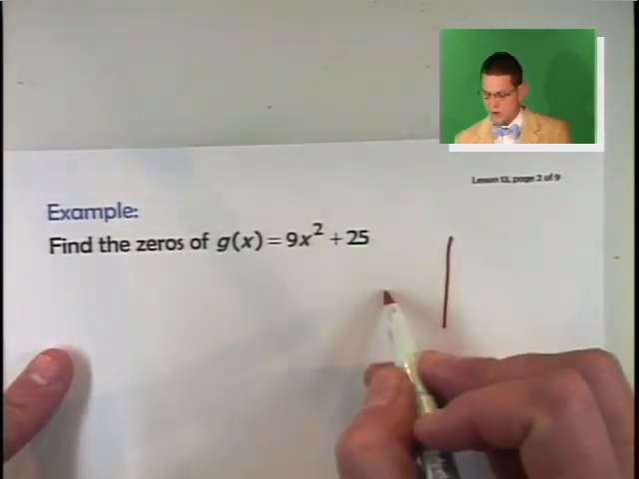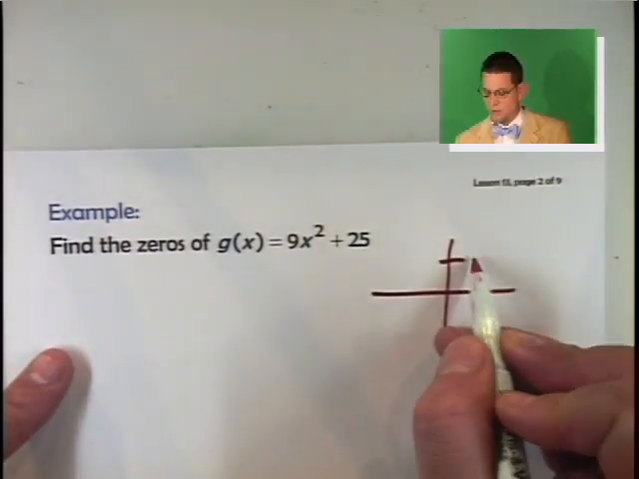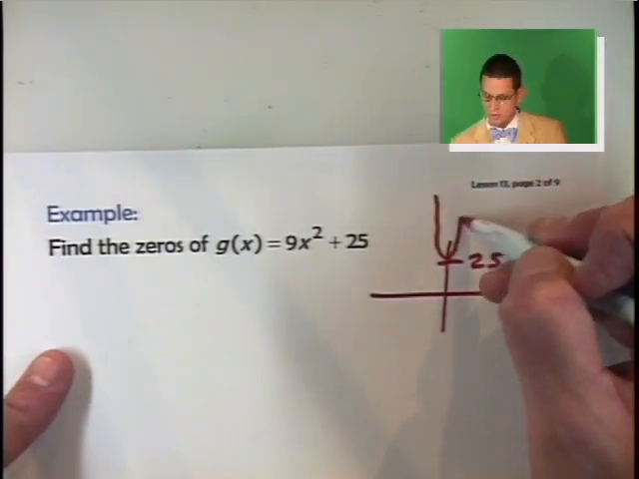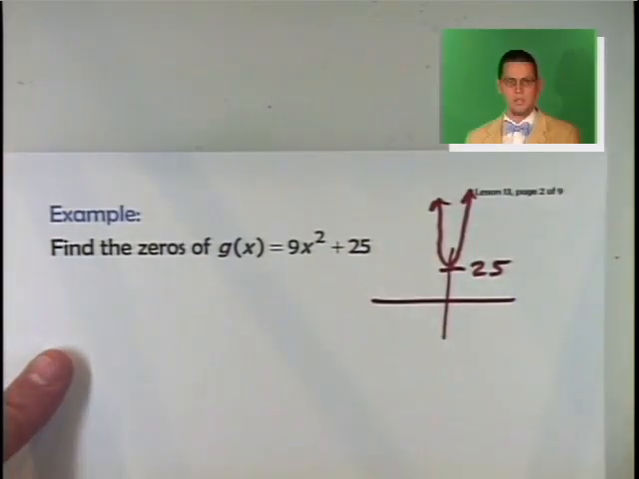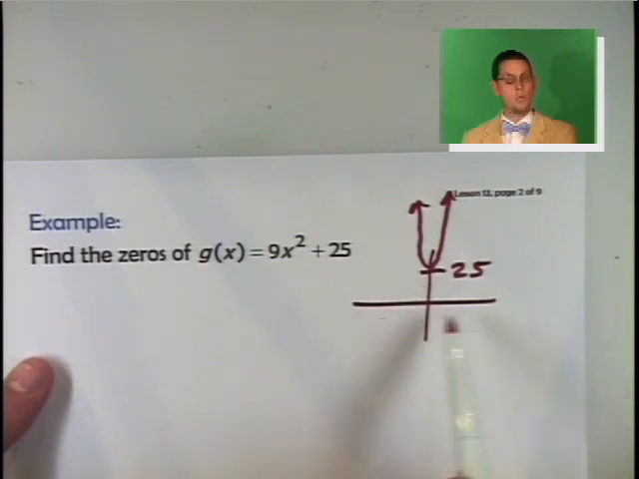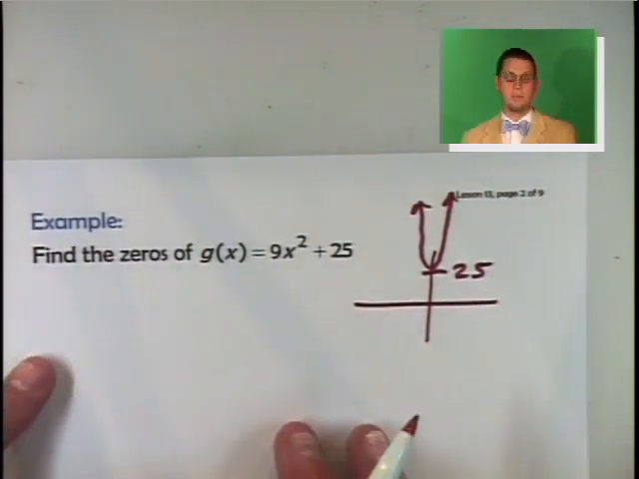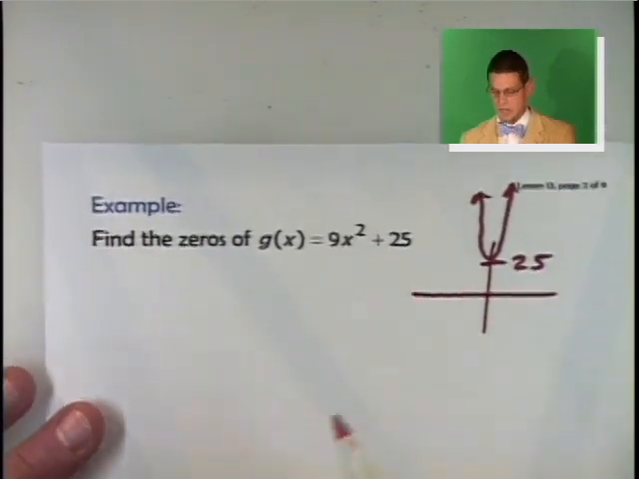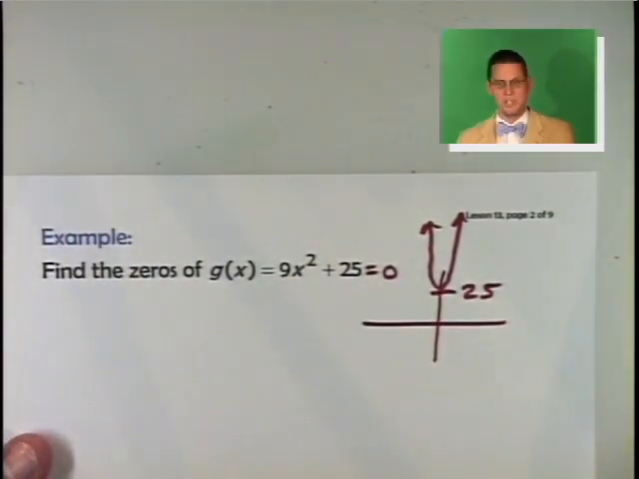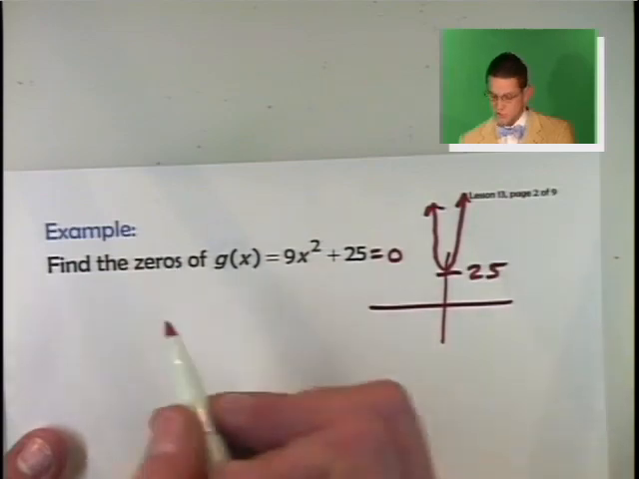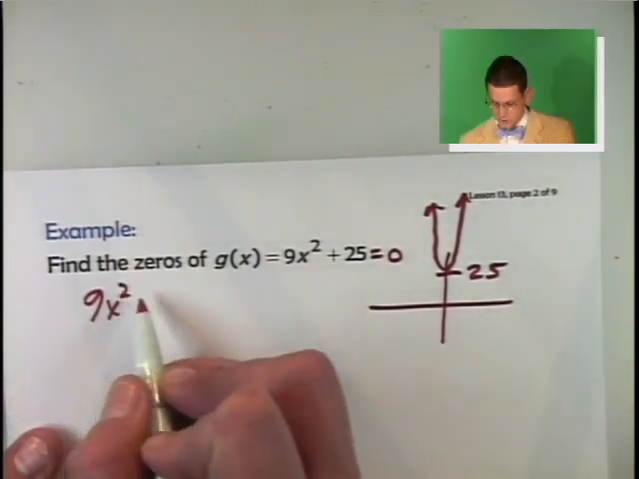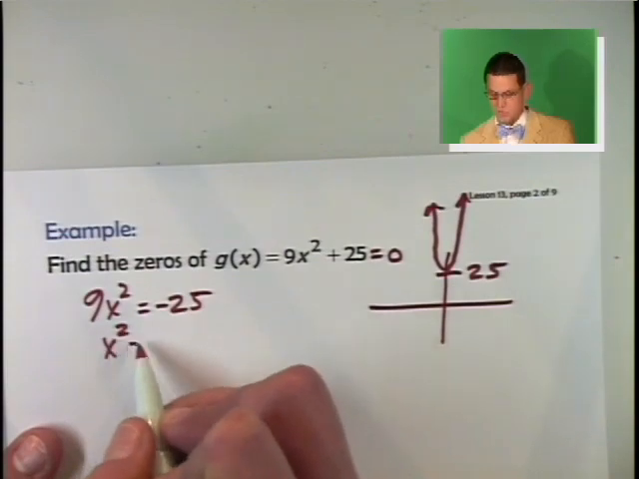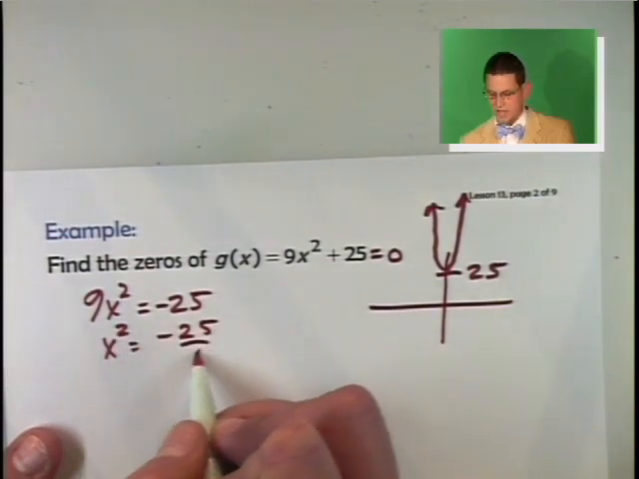So to see what this graph looks like, we can go up to 25, and then we can draw it vertically stretched by a factor of 9, which is going to make it very, very steep. So again, notice there are no real x-intercepts. Therefore, by the fundamental theorem of algebra, there are going to be 2 imaginary solutions. And how do we find them? Well, again, we set the equation equal to 0. There's no x term, so just like before, we subtract the constant, and we divide through by the coefficient of x squared. So we get negative 25/9.